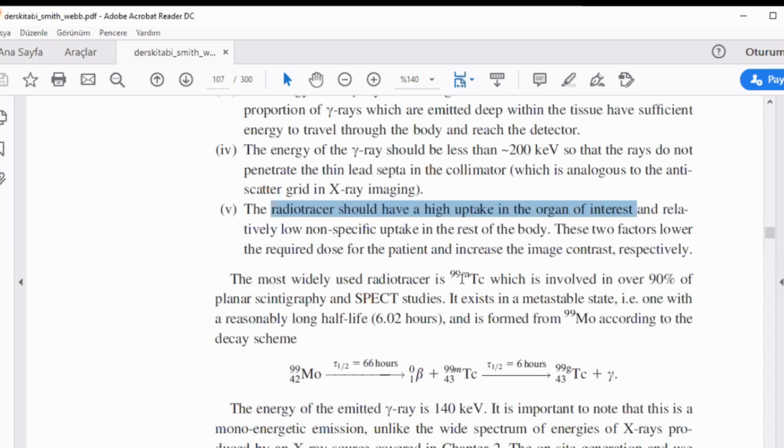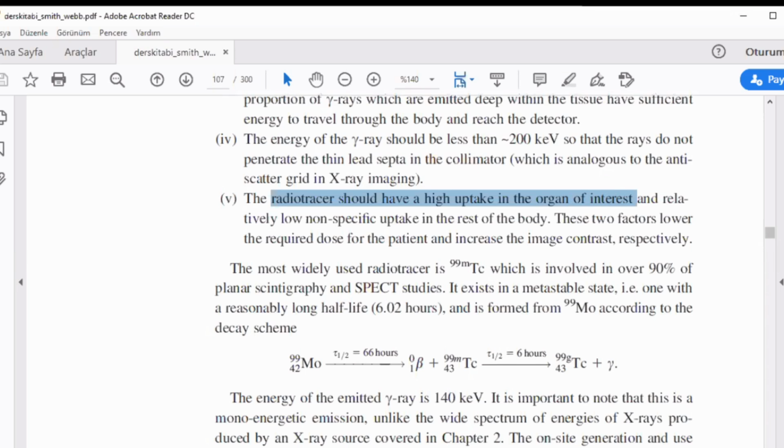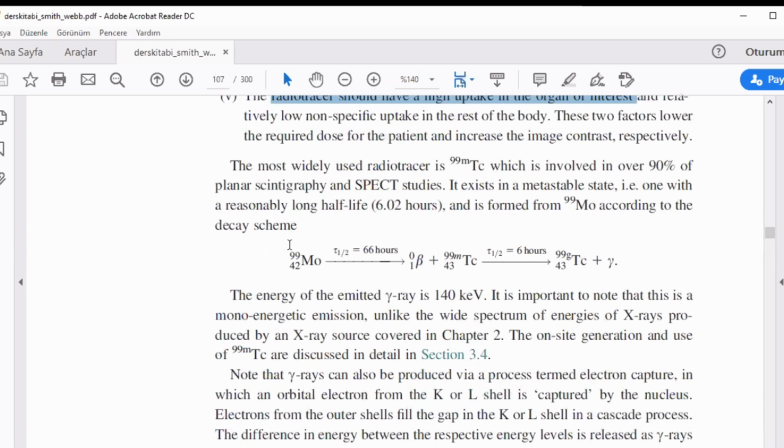The most widely used radiotracer is technetium-99m, used in 90% of planar scintigraphy and SPECT studies, etc. So that's the nuclear decay reaction of this thing. We will not go deep into these kinds of chemical or nuclear equations. We are interested only in gamma in this course. And these are nuclear things or atomic quantum levels of what's going on over there.